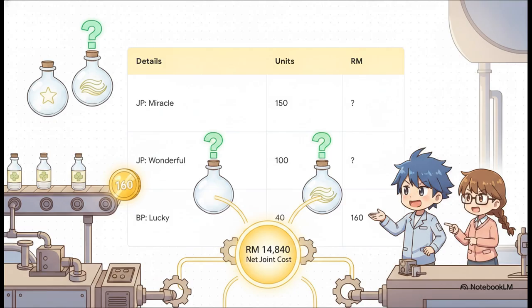But when you look at our main joint products, let's call them Miracle and Wonderful, you'll notice we have question marks next to their RM values. Why? Well, because to fill in those blanks and actually balance this account, you must properly allocate that RM14,840 net joint cost we just calculated between Miracle and Wonderful. If your net joint cost is wrong at the start, your whole account is going to be off.